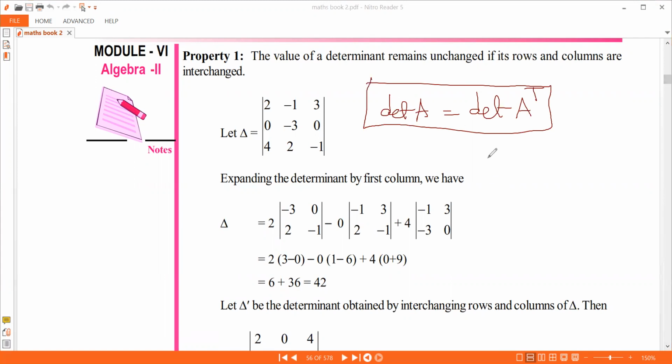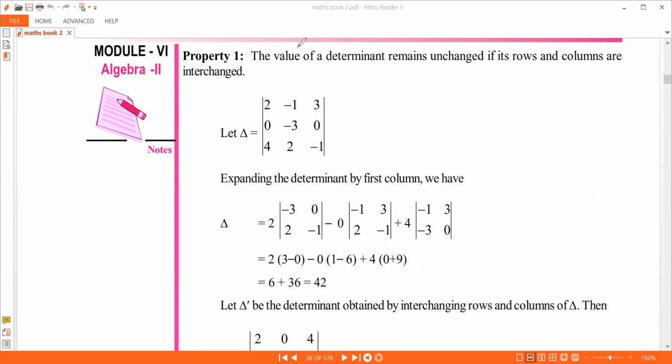If you find the determinant of A, that is equal to the determinant of the transpose of A. You know what is transpose? Exchange the rows and columns. So this det is equal to this det. Det A is det A transpose. Okay, that's what he says. This is property one. You have to remember all these properties, very important. So det A is det A transpose, that is the first one.